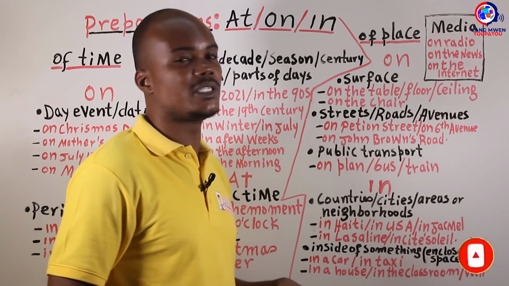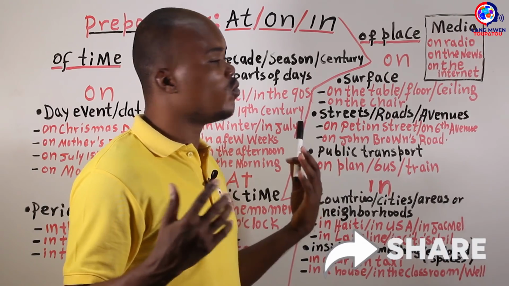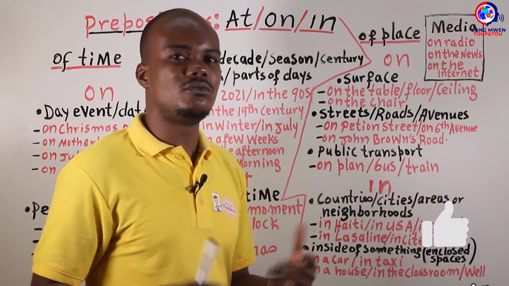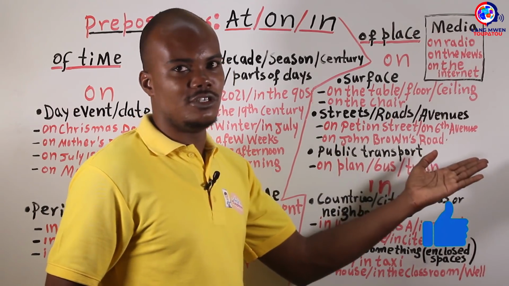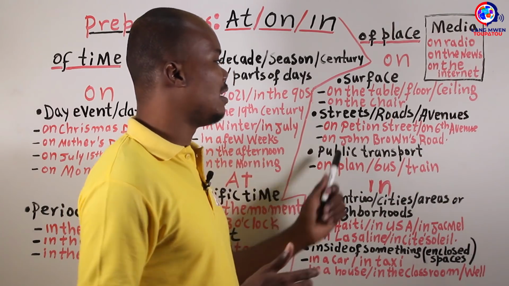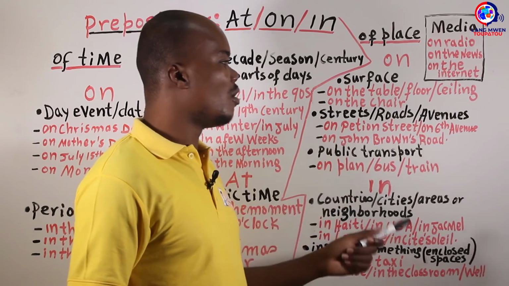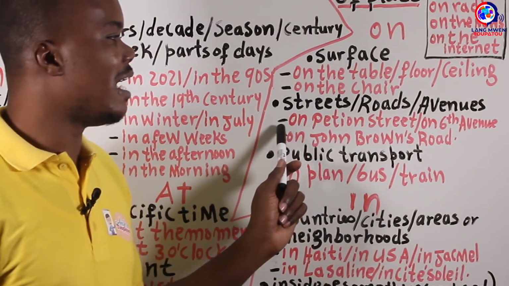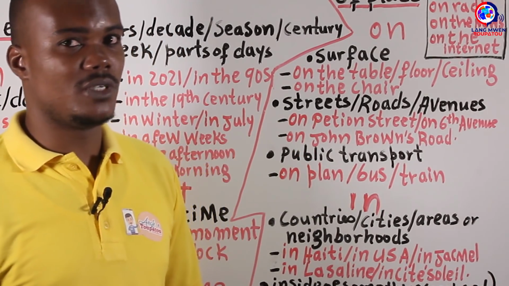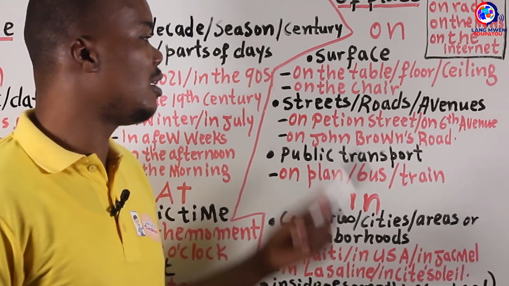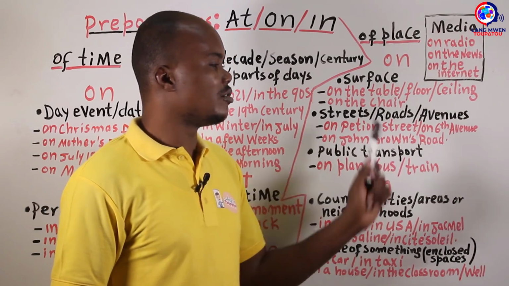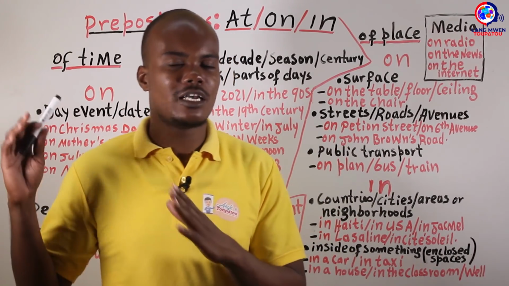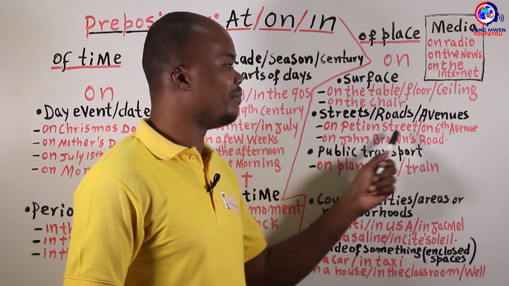And secondly, you can use preposition on when using it as preposition of place to talk about streets, roads, and avenues. Vous êtes capable d'utiliser préposition on lorsqu'on parle de street, on parle de roads and avenues. Donc, bon, un exemple, I can say on Pétion Street, you know, if you're Haitian, comme ça, on Pétion Street. Par exemple, si vous dites, même dans le Capwa là, you should say, I am on Capwa Street. Okay, like I say on Pétion Street.